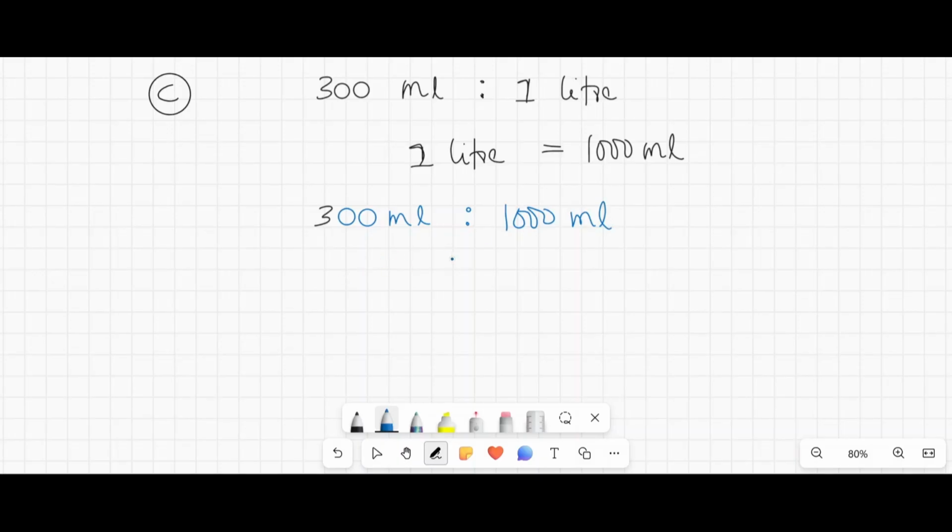So now, first of all, the highest common factor for this, I think, is 100. So you will divide by 100. So this will become 3 milliliter and 10 milliliter.